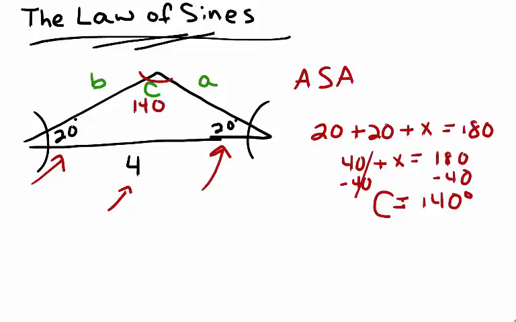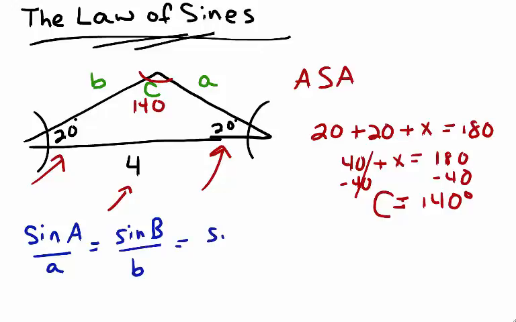Next, we'll apply the formula for the law of sines to find the sides A and B. The law of sines says that sine of A divided by A is equivalent to sine of B, that's angle B, over side B, which is equivalent to the sine of angle C divided by side C. Since we know the values for angle C and side C, we'll use these values, sine of 140 over 4, to help us solve for our two unknown sides. Let's solve side A first.